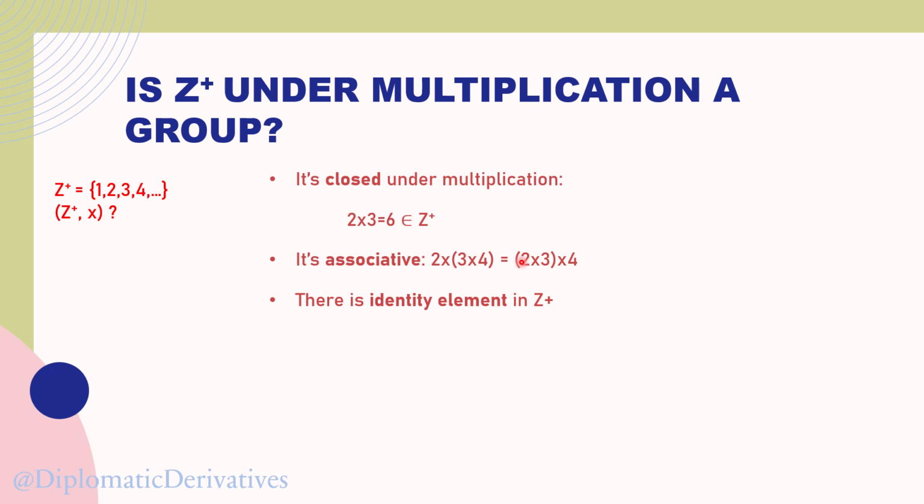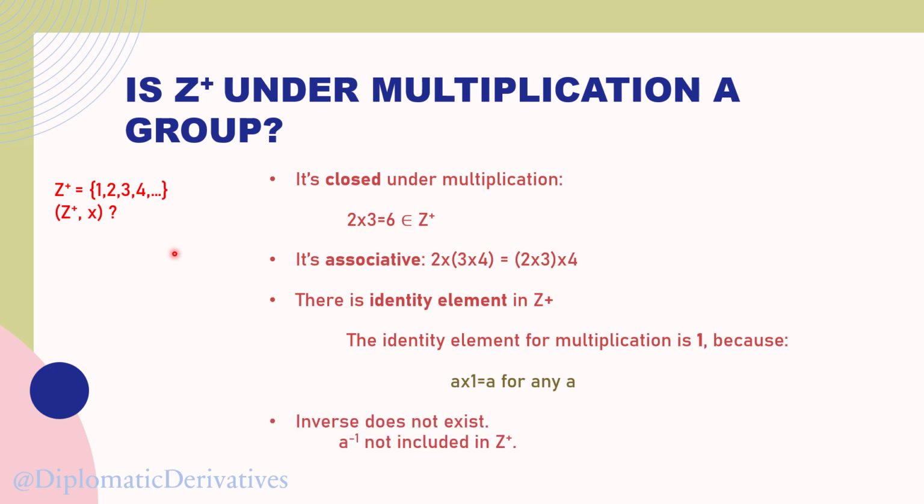So when we talked about addition, the identity element did not exist in the set Z+. But in set Z+, under multiplication, the identity element exists because the identity element of multiplication is 1. So you take any element from Z+ and multiply it with 1, and you get the element itself, right? Therefore, 1 is the identity element, which gives you the same element. 2 into 1 is equal to 2.